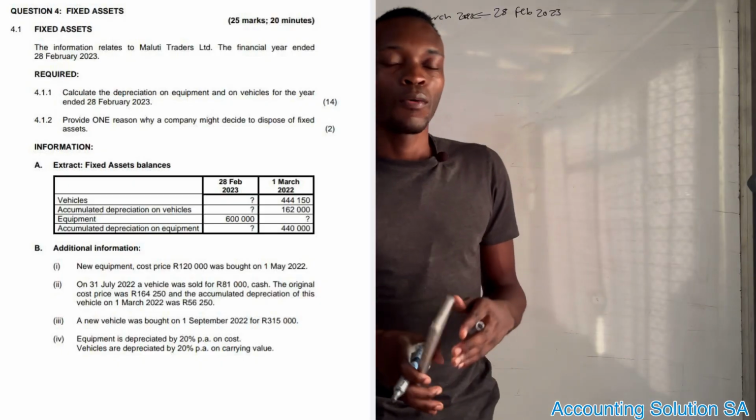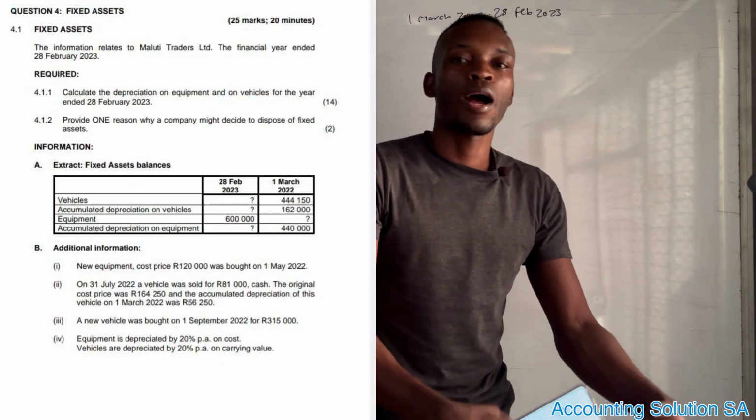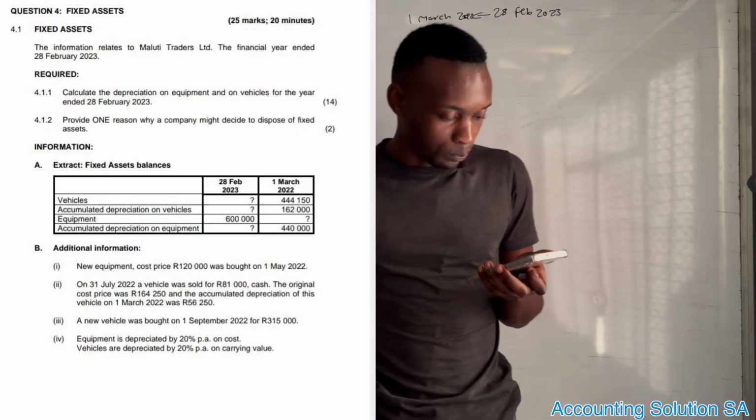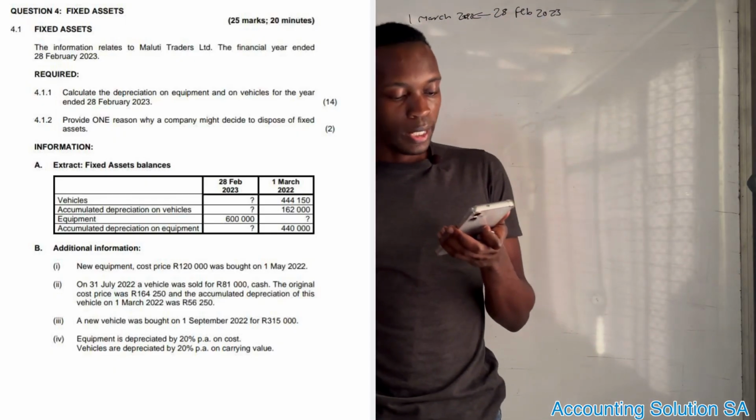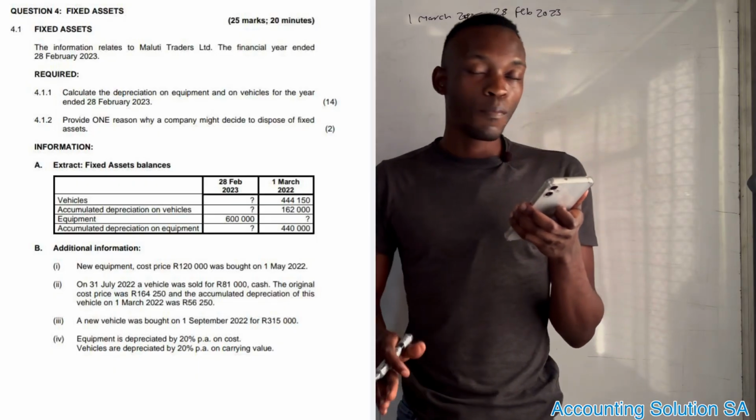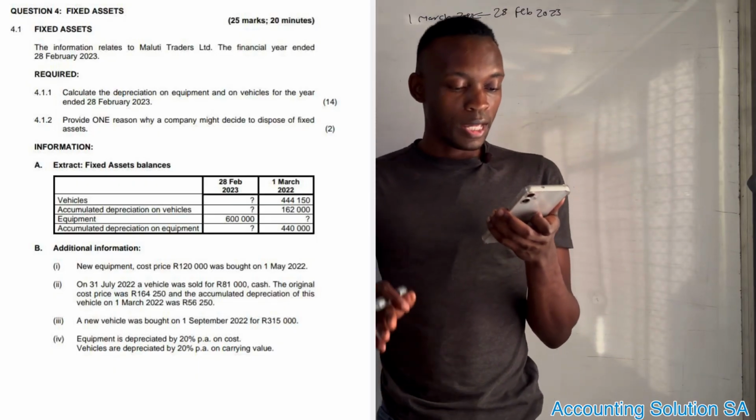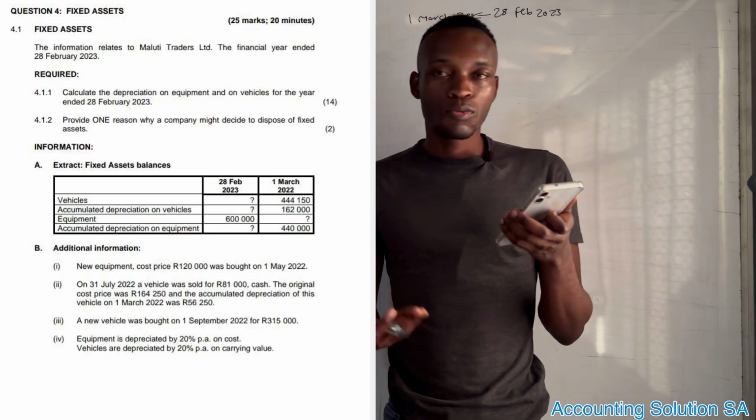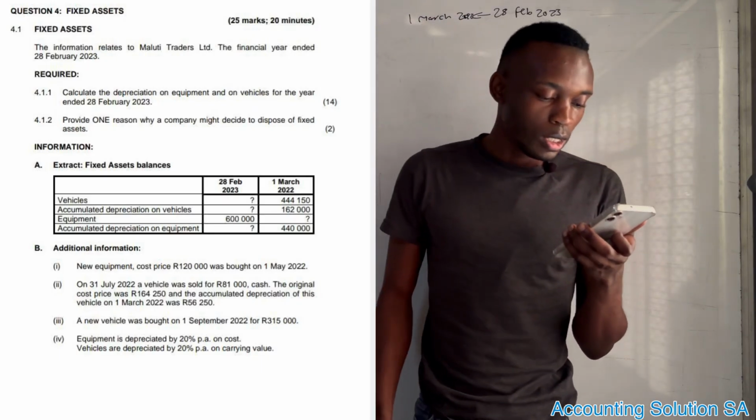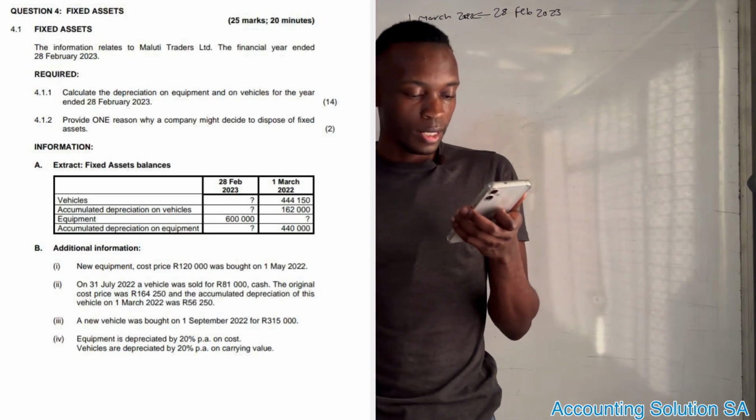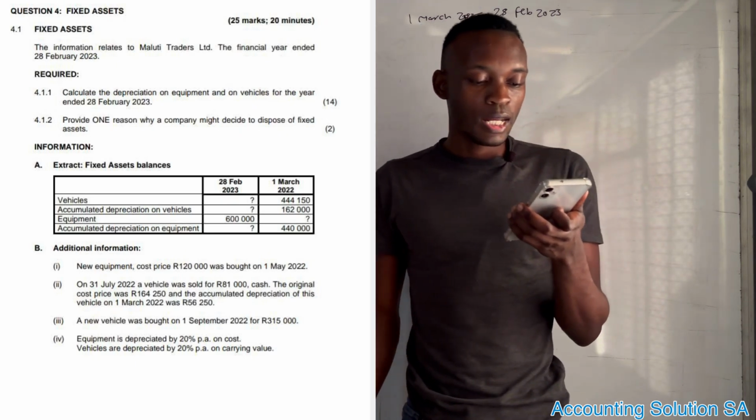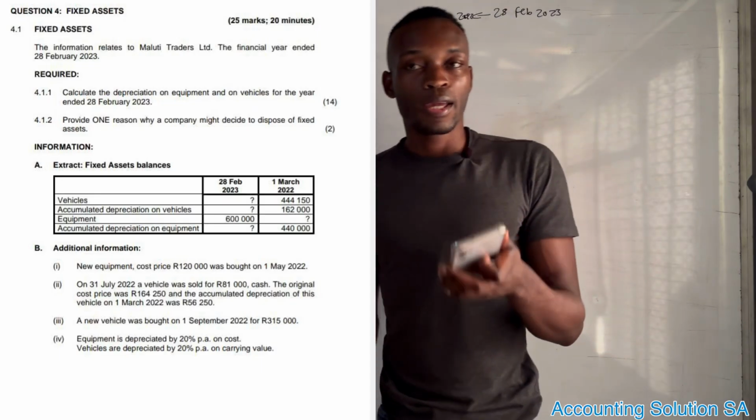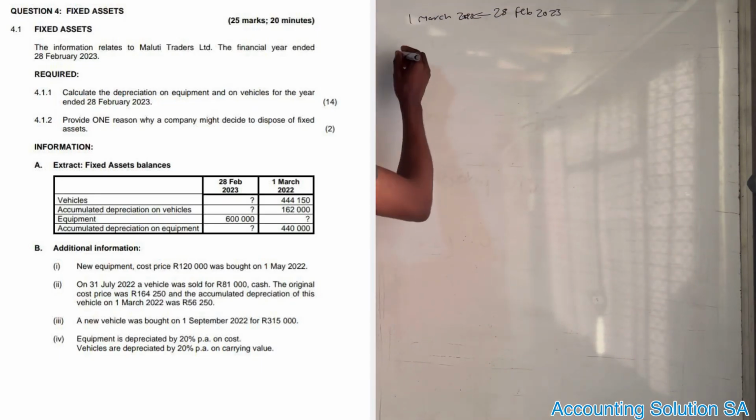Because after all, it must be 12 months, you know? In other words, when they say it's ended here, you count from there going back, it must be 12 months. Okay, 4.1 required: calculate depreciation for equipment and vehicle for the year end 28 February 2023. After that, we're going to do another question. Then we're given information of vehicle and equipment, and they give us additional information. So number one, they say we have to calculate equipment and vehicle depreciation. Let's start with equipment.